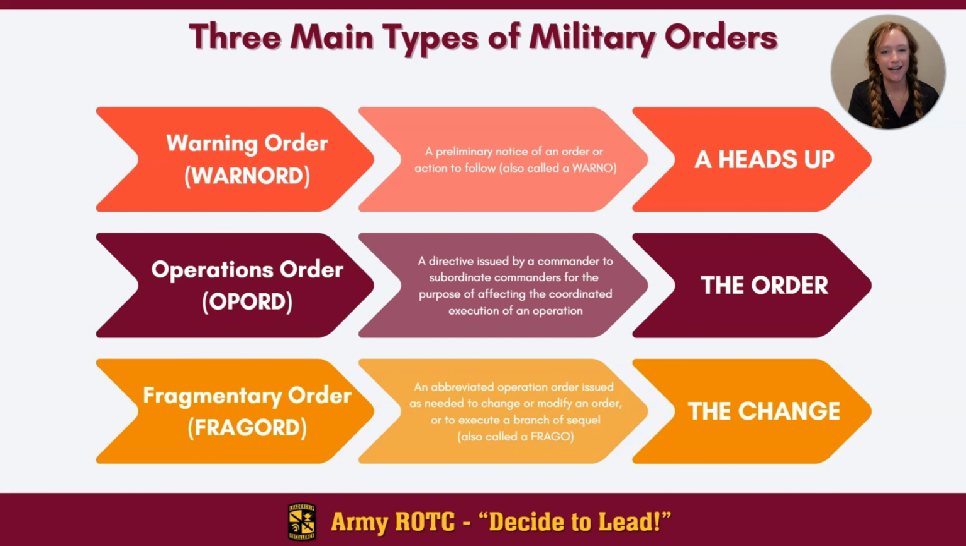Now we have what I like to think of as the bane of our existence in the Army, called the Fragmentary Order, also known as the FragOrD. Most of us call it a Frago. This is an abbreviated operation order that's issued as needed to either change or modify the order that you've already given, or execute a branch or sequel to the current operation. This is just the change.